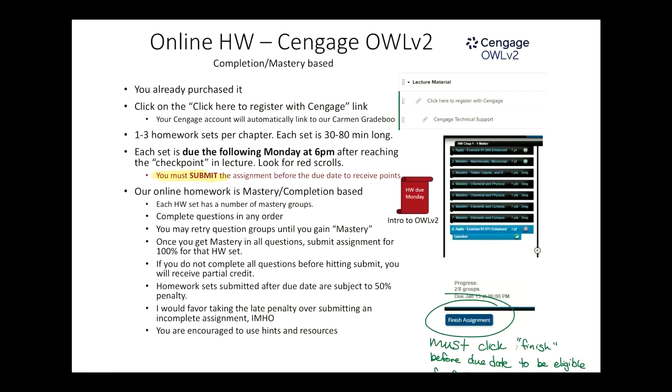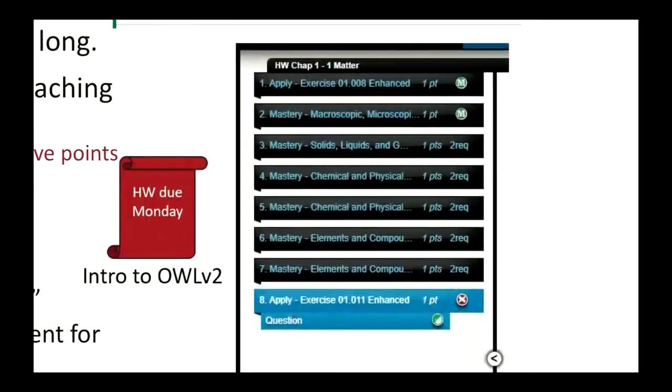Some questions have multiple parts that you have to master before you get full credit for it. So what you want to look for are these M's. Here's an example. This homework set has 8 questions, and each of them is worth 1 point. These M's mean you've already mastered that, you've answered it correctly, you can move on.